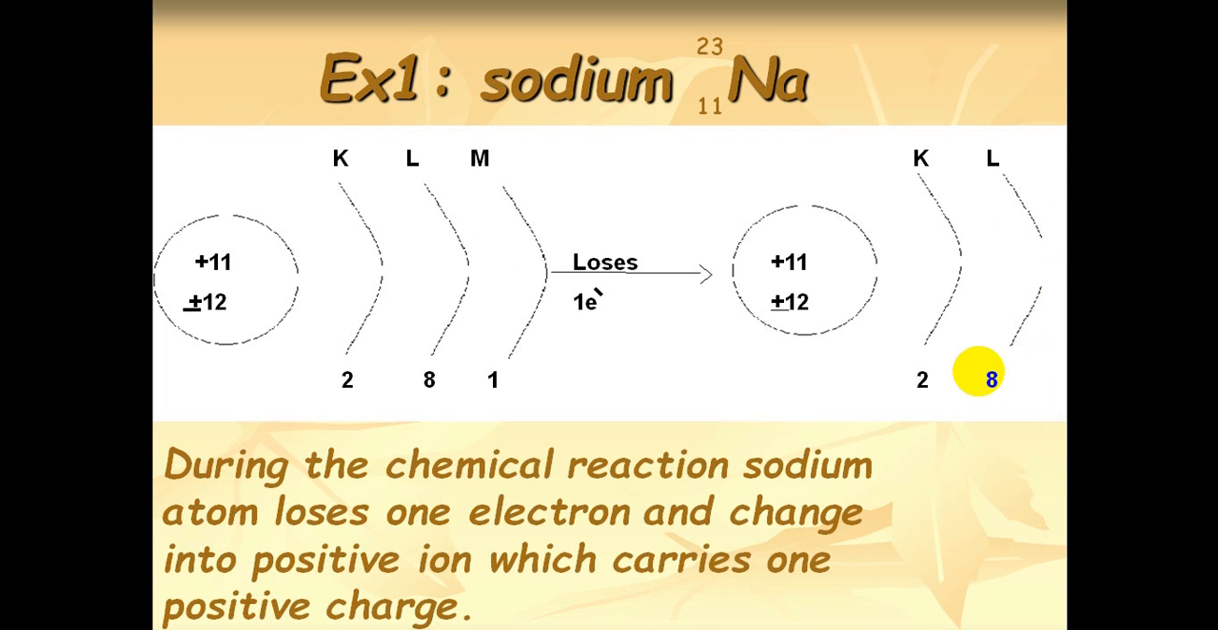During a chemical reaction, a sodium atom loses 1 electron and changes into a positive ion. Someone will ask me how it is a positive ion, because the protons are positive, they are 11, and we have here 10 negative electrons. So which one is more, the protons or the electrons? Yes, the protons are more, and that's why the overall charge of the atom will be positive. And now it will be an ion. We call it a positive ion. So when atoms lose electrons, they change to positive ions, which carry 1 positive charge.